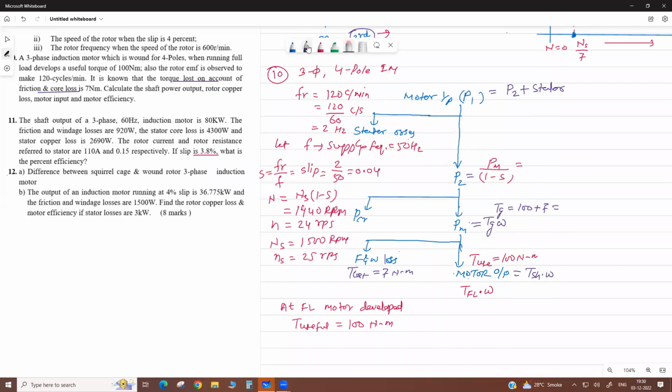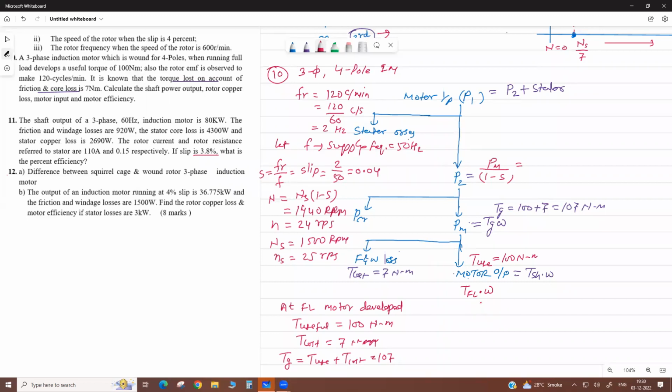Your torque will be 107 Newton meter, which is your gross torque. Please remember, gross torque equals T useful plus T lost. T lost is 7 Newton meter. Therefore TG, the gross torque, is T useful plus T lost, which comes to 107 Newton meter.